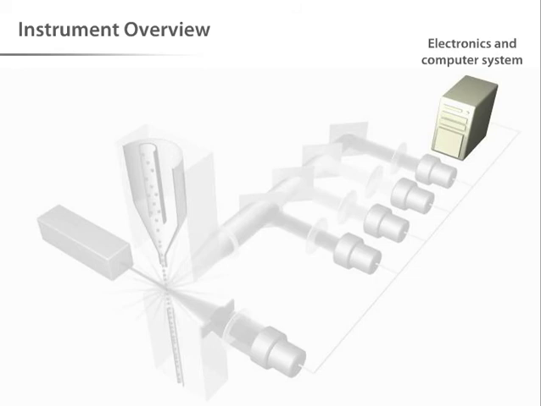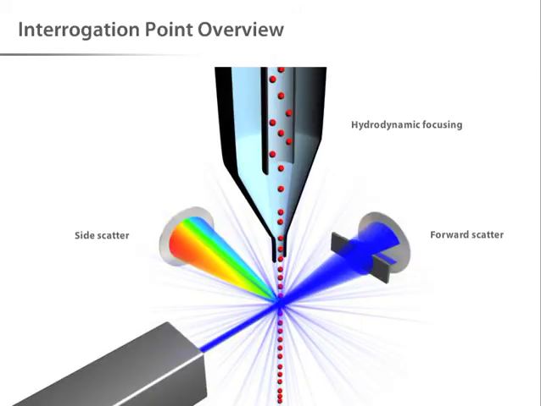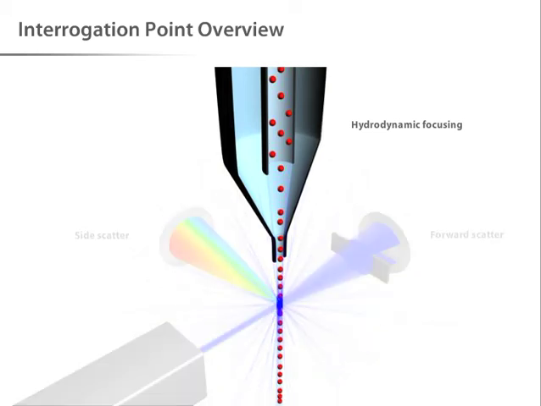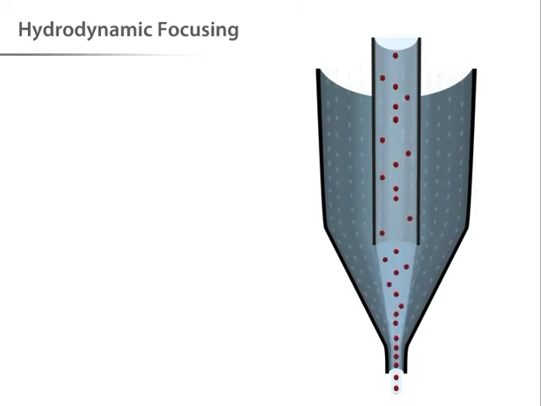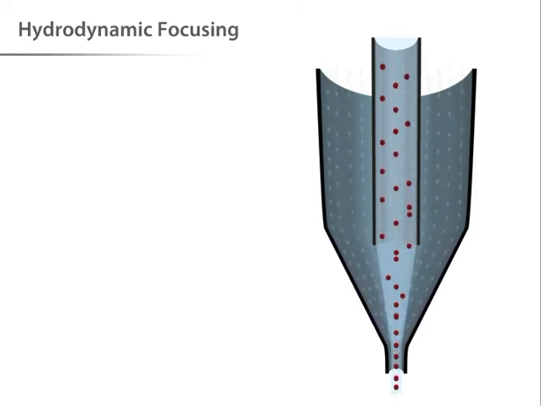The interrogation point is the heart of the system. This is where the laser and the sample intersect, and the optics collect the resulting scatter and fluorescence. First, let's talk about how the sample is delivered to the laser. Here we see how the sample is transported through the interrogation point.